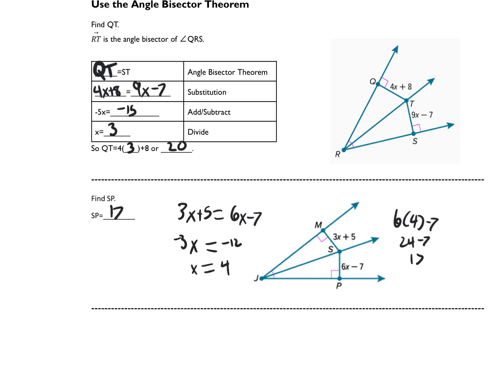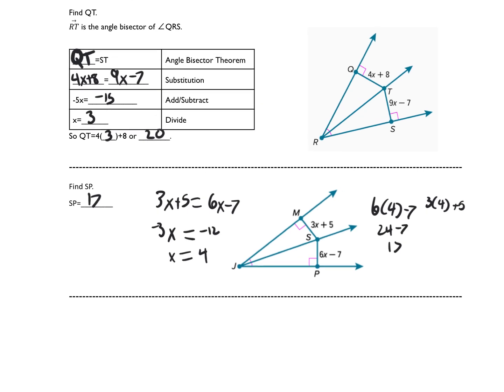So SP is 17. And I can double check that, actually. If I were to do 3 times 4 plus 5, in other words, plug in the x to both segments, if my x is incorrect, I'm going to get a different answer for this second one. I should get something else. But 3 times 4 is 12, and 12 plus 5 is 17. So I have the same answer, so I have the right answer.